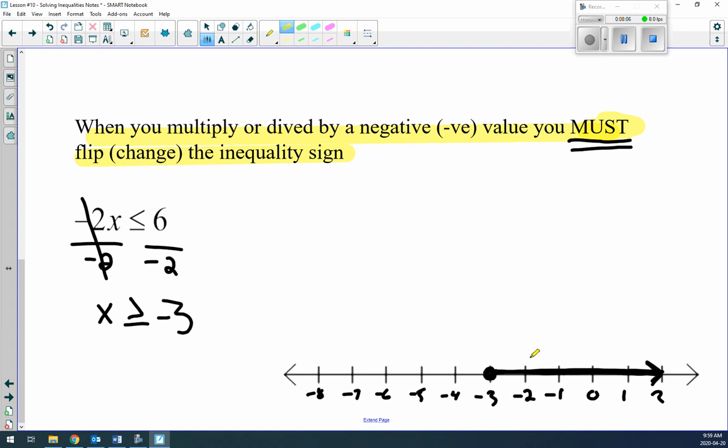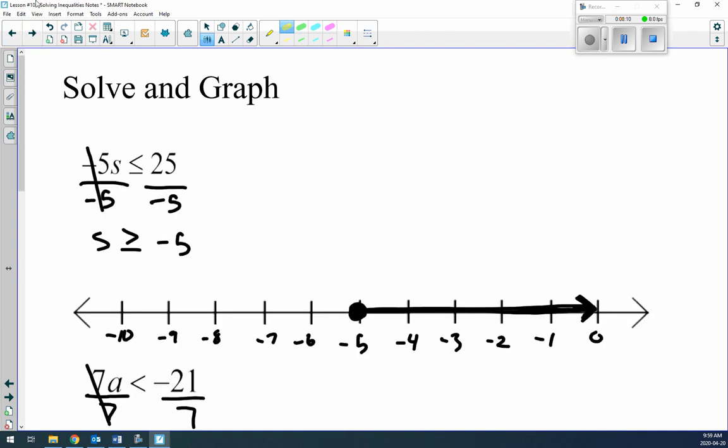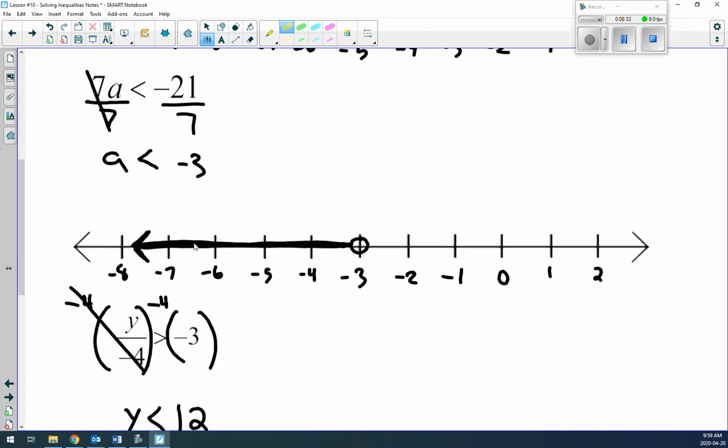Okay, last page is just a bunch of different examples here. Let's go through these. So we have -5s is less than or equal to 25. We've got to get s by itself, so we're dividing by -5 on both sides. So we know we have to flip the inequality. So these reduce down, so we end up with s is, flip the inequality, greater than or equal to -5. Put it on the number line, closed circle at -5 because it includes that point, and then everything to the right of it.